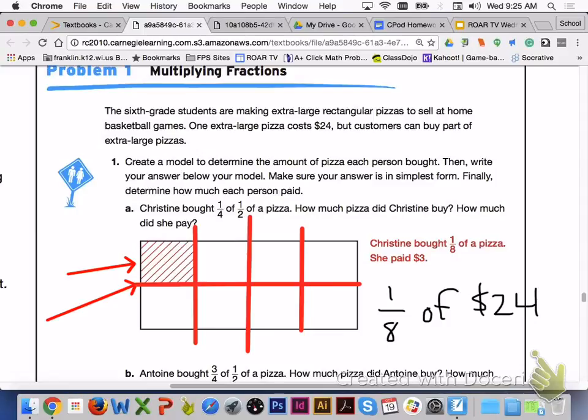Finally, the last thing we have to determine is how much Christine paid. If she bought 1/8 of the pizza, we are trying to determine 1/8 of $24. So we can see then that she paid $3 for her pizza. So these are the steps that you are going to follow. I would like you to complete letters B through F and finish number 1 with your group members.